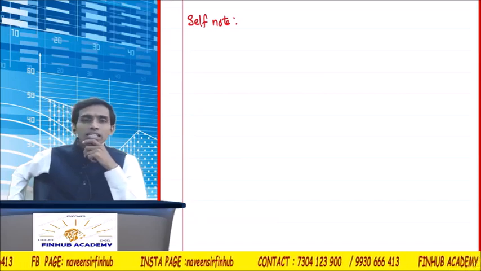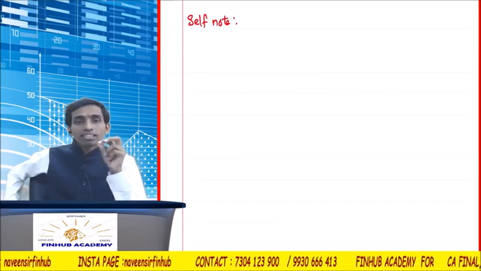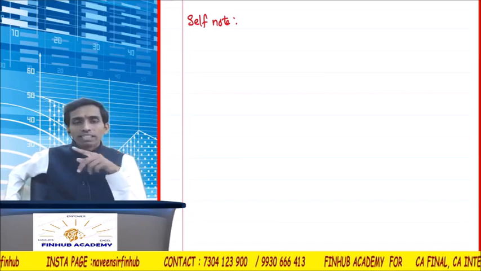2 by 10, net 30. You know how to write 2 oblique 10 net 30.